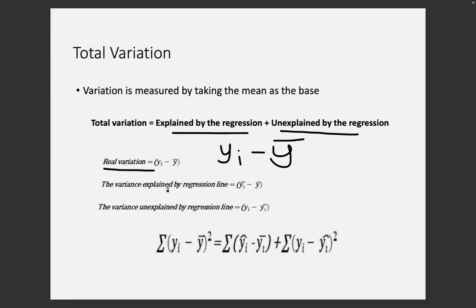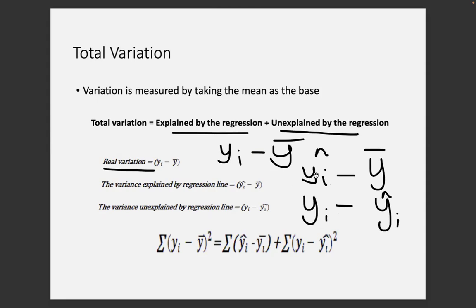The variance explained by the regression line is yi hat minus y bar. The variance unexplained by the regression is yi, the actual value, minus yi hat. This is the explained variance. This is the unexplained variance.